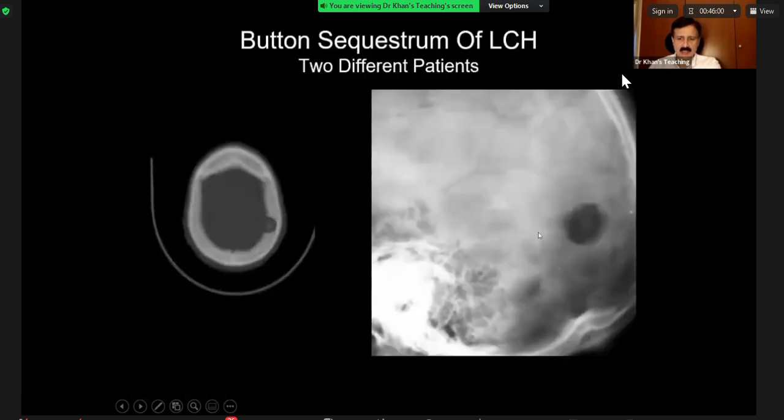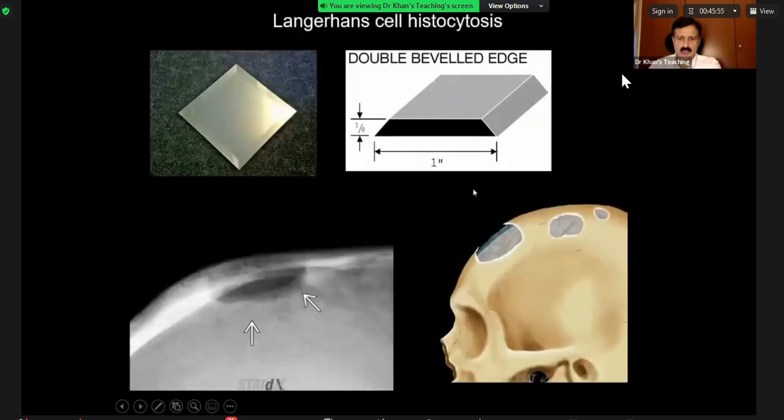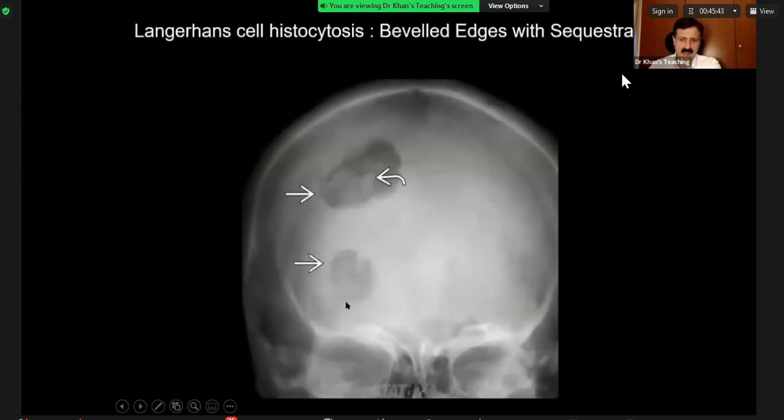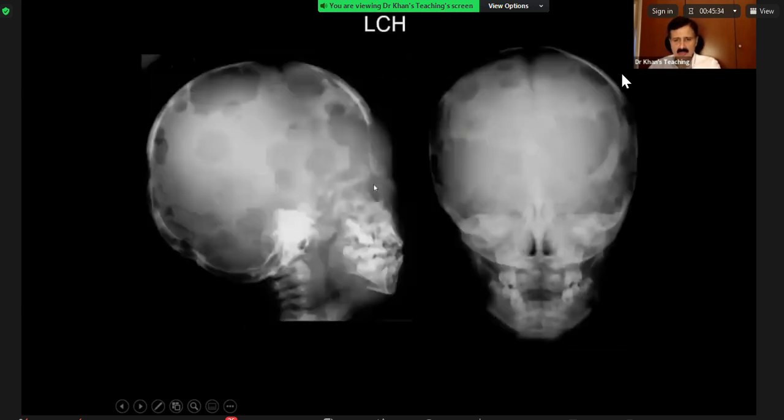Another case here, and this was the case which we saw initially. So the beveled edge, just to highlight that, this is how a beveled edge looks, and this is how it looks, and this is another example, which is from STAT-DX. And another example where you can see beveled edges as well as button sequestrum.